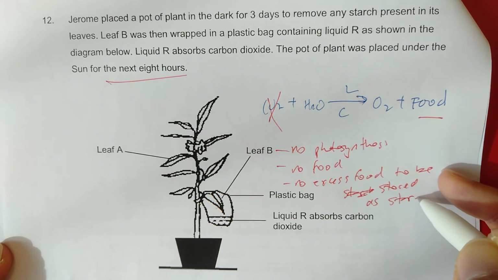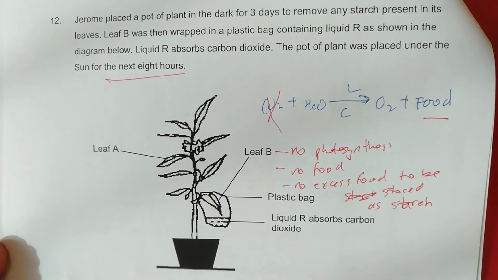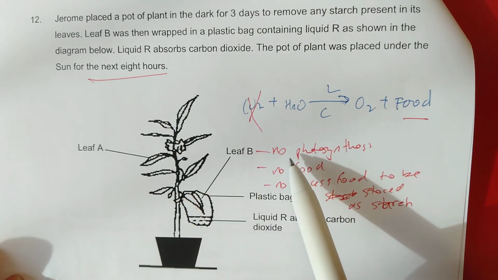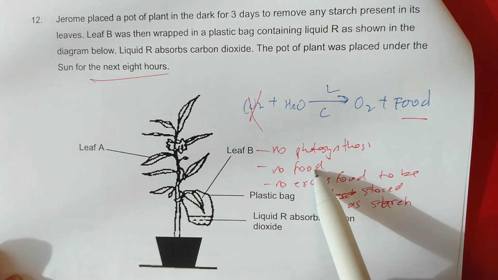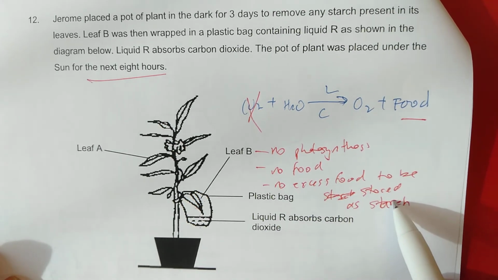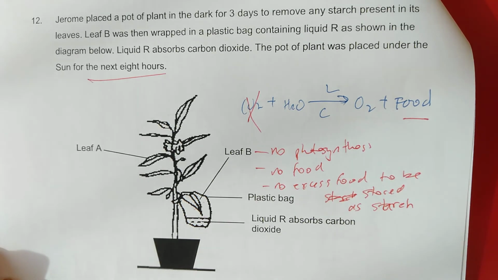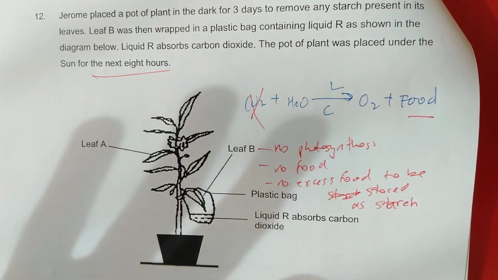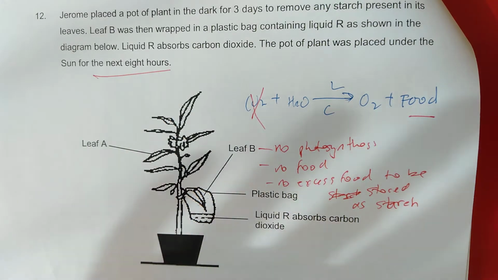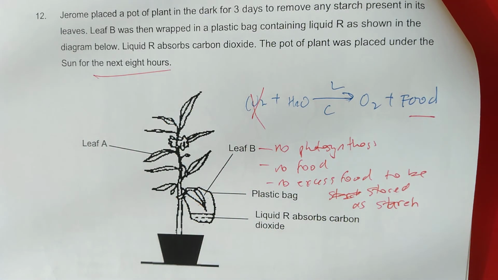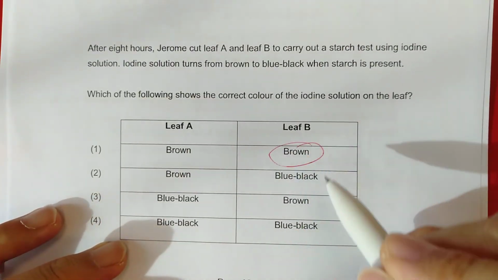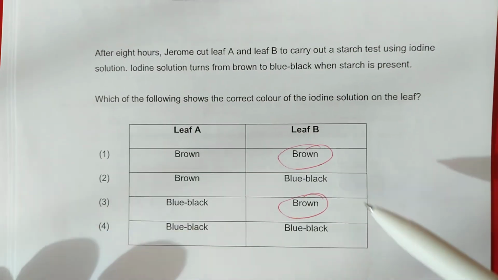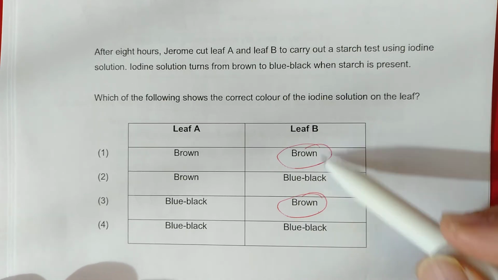as starch. Okay, my students, you can scold me because my handwriting is not very nice. That's why I read that to you. If there's no photosynthesis happening in leaf B, there will be no food produced in the leaf. If there's no food produced, there will be no excess food that can be stored as starch. And here you think about the iodine test. Iodine itself is pale yellow. So if there's no food, it will remain as pale yellow. If there's starch, iodine plus starch will turn blue-black. So leaf B, I expect it to be brown because no food. So this brown is the original color of the iodine.